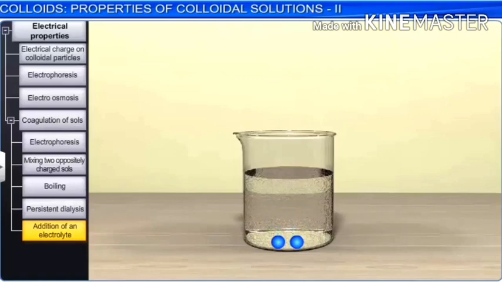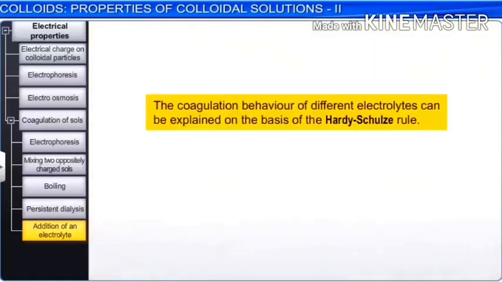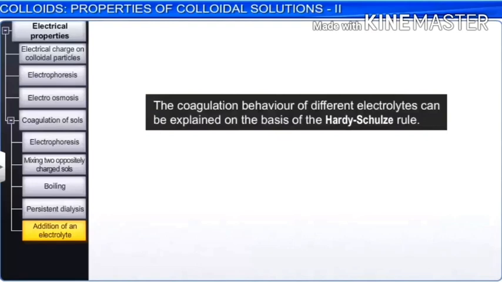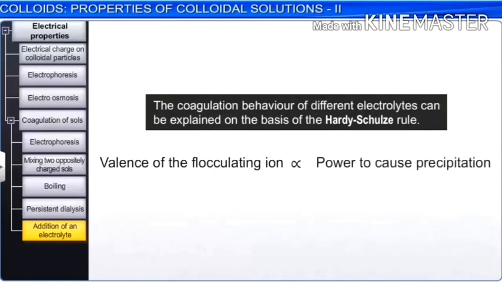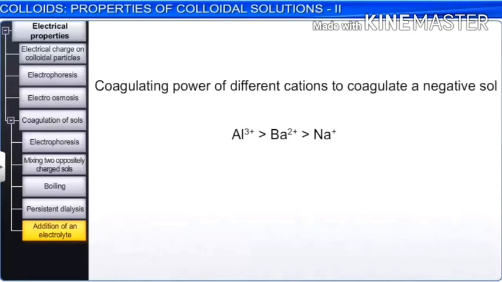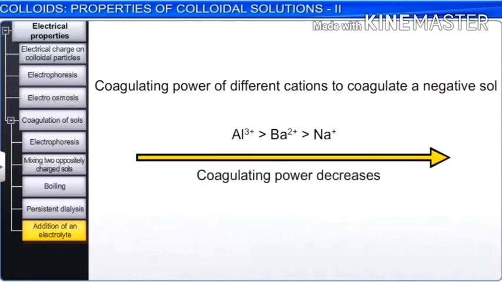The coagulating power of the coagulating ion can be explained by a rule known as the Hardy-Schulze rule. It states that the greater the valency of the coagulating ion, the greater its power to coagulate. That means the valency of the flocculating ion and the coagulating power are directly proportional. Let us look at an example of the different cations which can coagulate a negatively charged colloidal particle. The ion with the more positive charge has more capacity to coagulate. That means a tripositive ion has more power to coagulate, then comes the dipositive, then the monopositive ion.